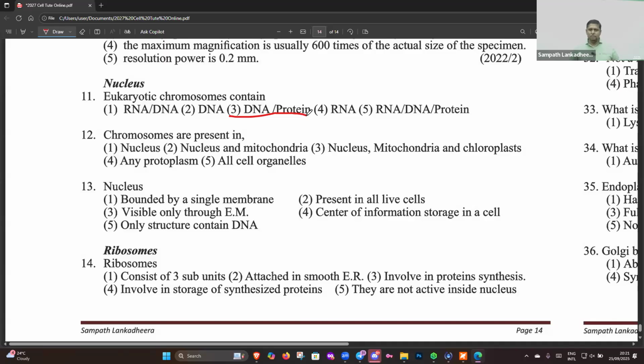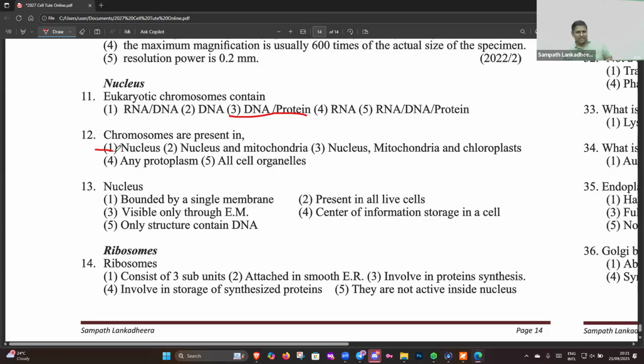nucleus and mitochondria; nucleus, mitochondria and chloroplast. Now, when we say chromosome, we say chromosome present in the nucleus. Chromosomes can be present in bacteria, but chromosomes are not present in mitochondria. DNA is present, but you don't use the word chromosome, neither. So therefore, chromosomes are present in the nucleus, right?